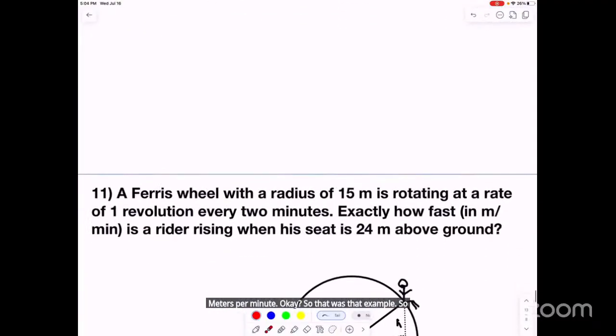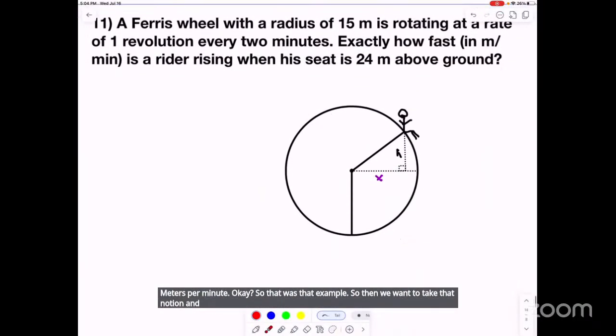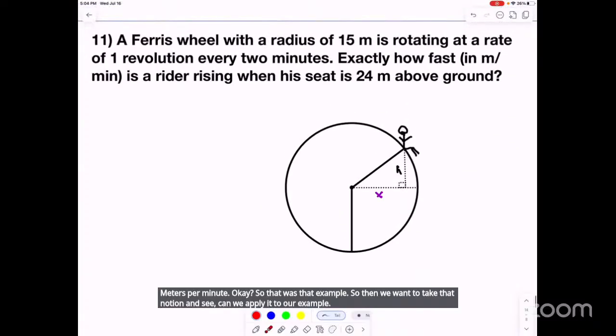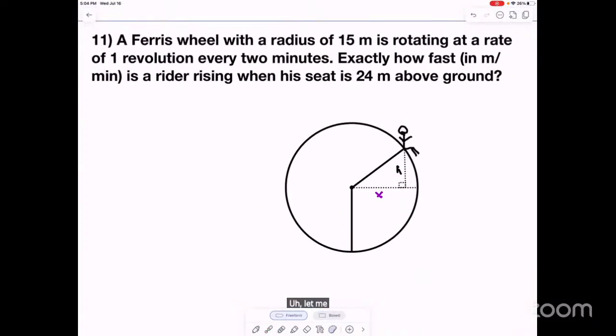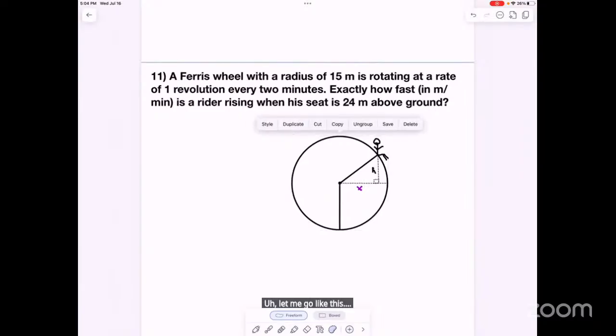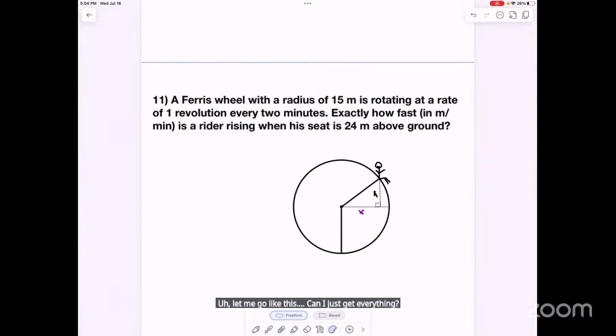So then we want to take that notion and see, can we apply it to our example. Let me go like this. Let me see. Can I just get everything? Nice. This is exactly what I wanted.